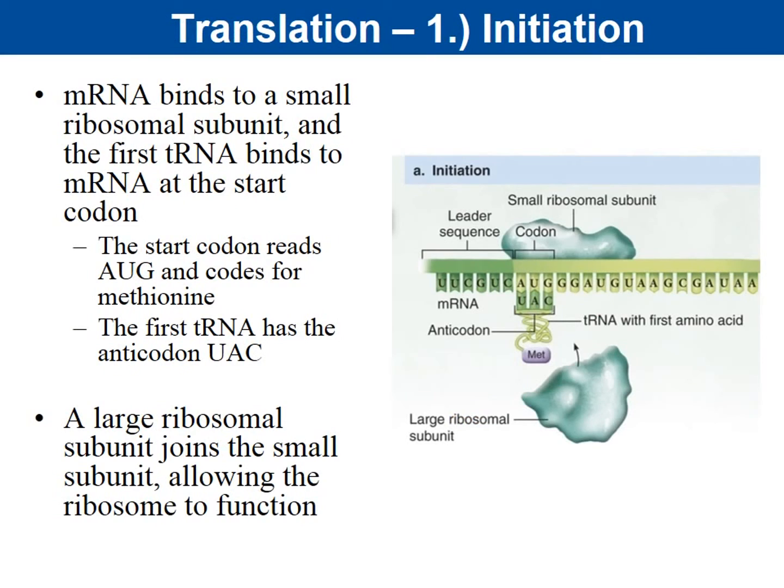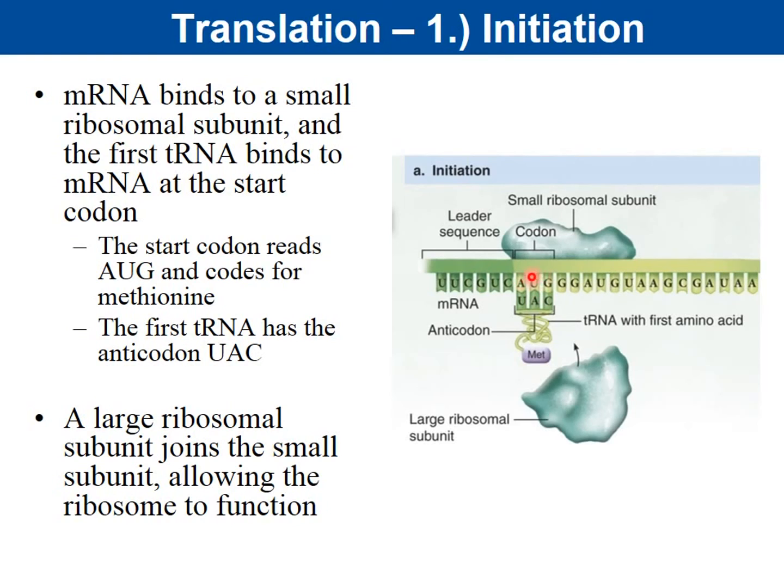Just like transcription, translation has three steps: initiation, elongation, and termination. So the same three steps that transcription has. Let's start by going through what happens in each step. In initiation, the first thing that happens is that the mRNA binds to a small ribosomal subunit. Here's our mRNA, here is our small ribosomal subunit, and the small subunit is going to bind to the mRNA.